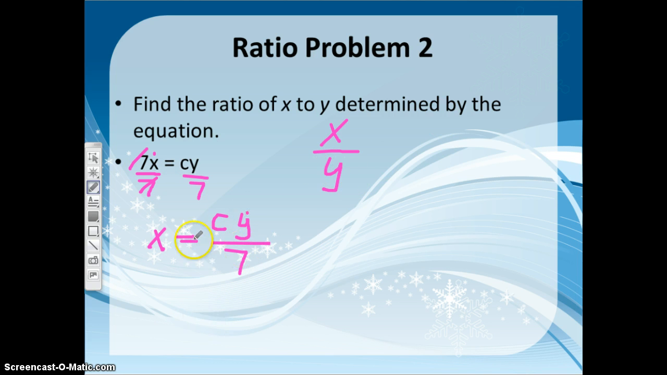Y is hanging out over here. We want it right over here. How can we move it there? Let's divide both sides by y. When we do, we get our ratio that we wanted. The ratio of x to y is the same as c to 7.